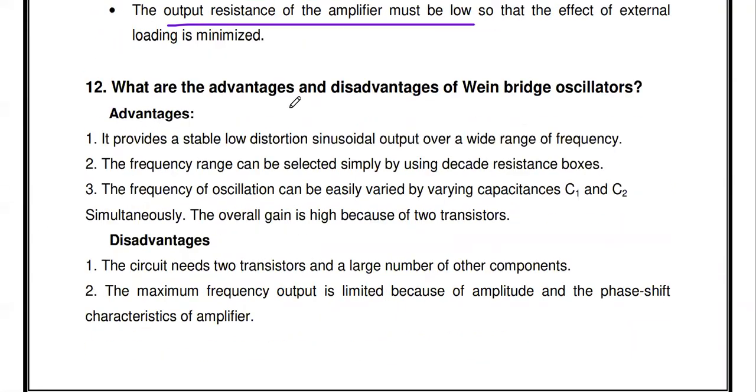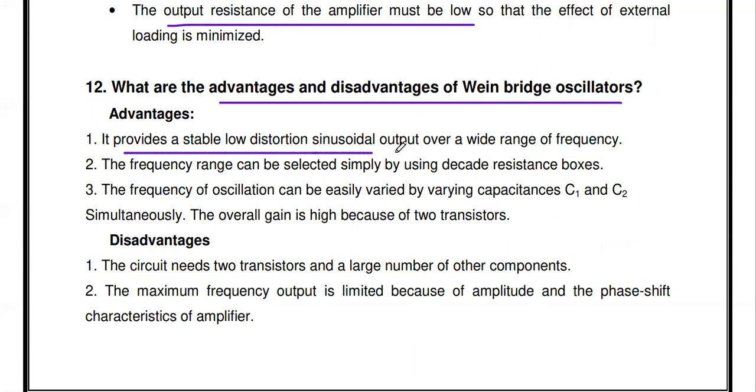The next question: what are the advantages and disadvantages of Wein bridge? The greatest advantage of the Wein bridge is it provides a stable, low distortion output. So it provides a stable output and a low distortion sinusoidal output over a wide range of frequency. Then the next one, the frequency range can be selected simply by using a decade resistance box.